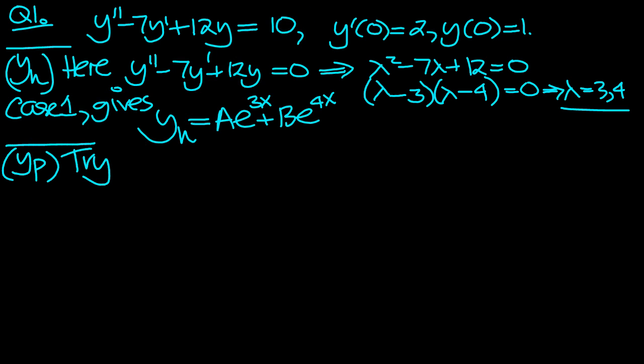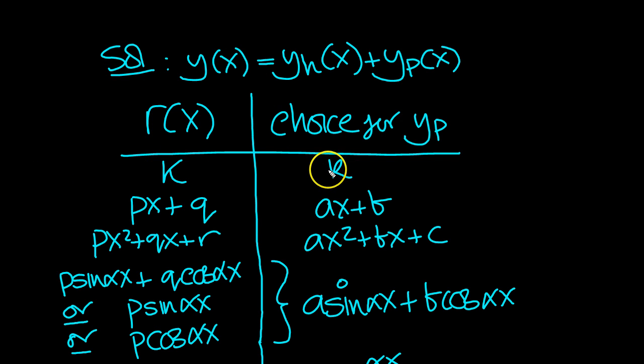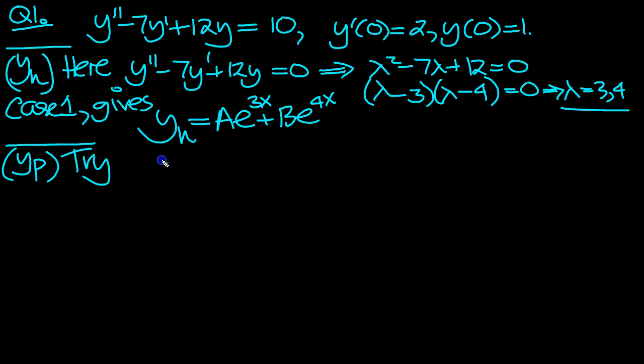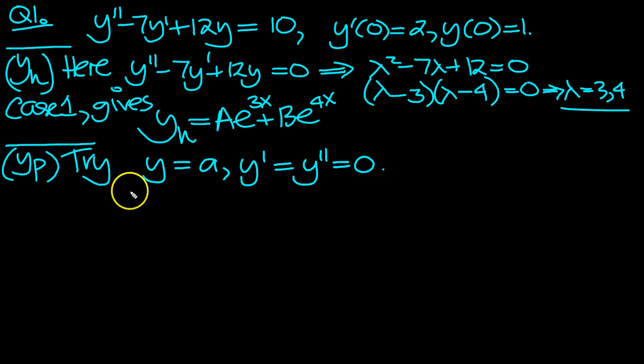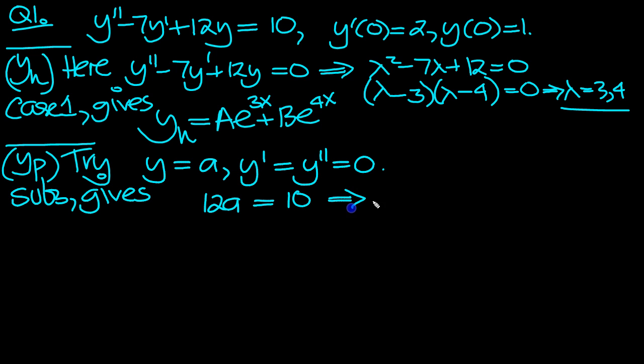There's a constant here, so if we go down to our table, we just try a constant here, don't we? So try y is equal to a. y' and y'', when you differentiate, both will equal 0. So then substitution gives, let's see what we get. 0, 0 plus 12y, so 12a will equal the right hand side 10. So a is equal to 10 over 12, isn't it? Move the 12 from times to divide, which is 5/6.